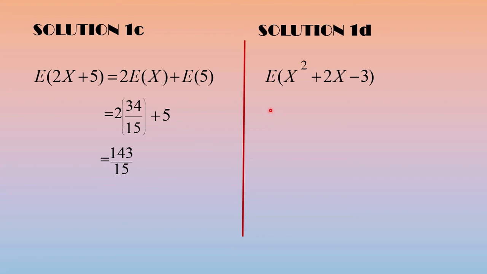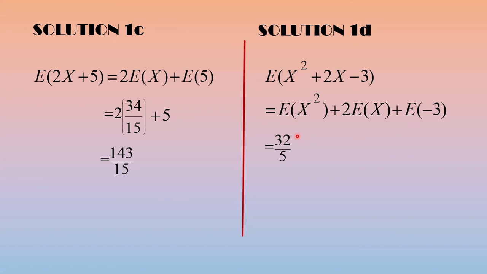Next, we will find the expected value for x squared plus 2x minus 3. By using the properties, we have the expected value for x squared plus 2 times the expected value for x plus the expected value for negative 3. Expected value for x squared from b, we have 32 over 5 plus 2 times 34 over 15 minus 3. Simplify, we will get 119 over 15.